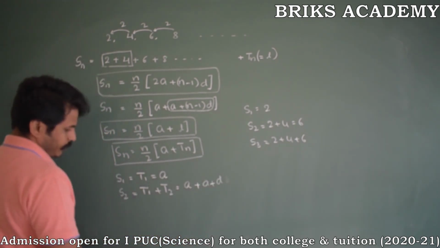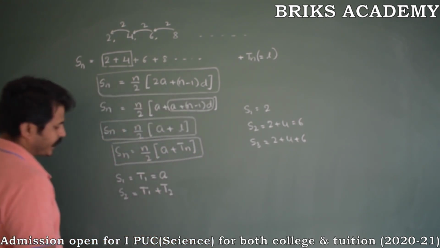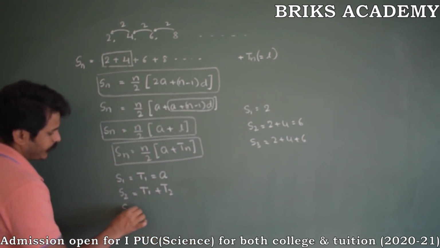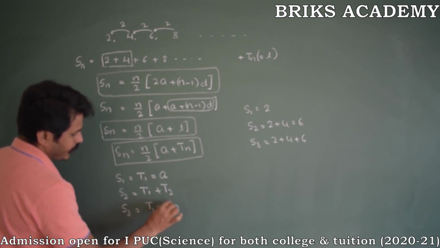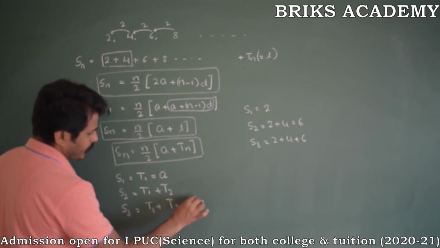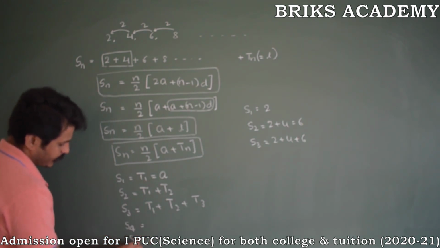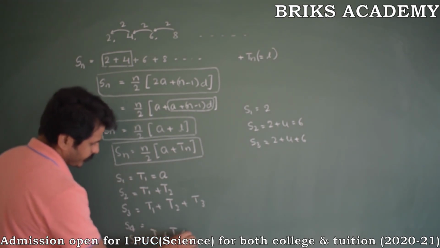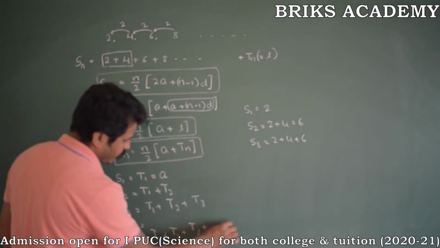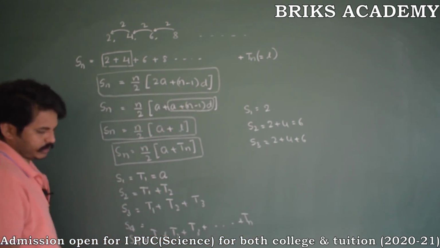Similarly third term, this much is enough for us generally. First term plus second term. What do you mean by S3? Sum of 3 terms, first term plus second term plus third term. Similarly S4, similarly Sn, first term plus second term plus third term and so on up to nth term. This is the meaning of S.